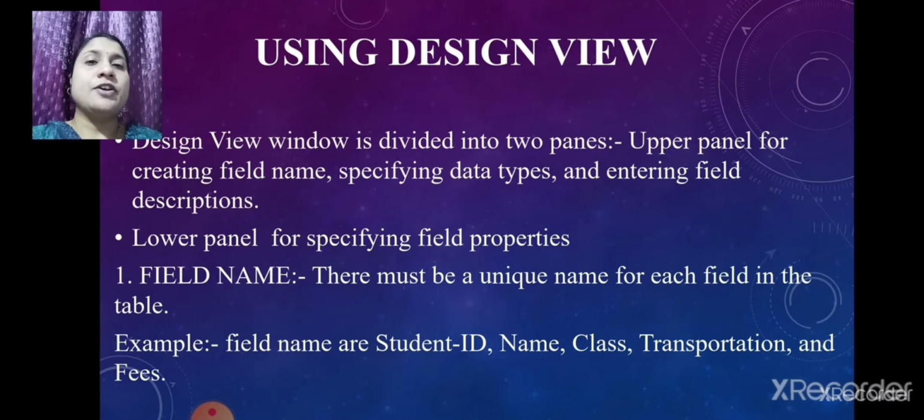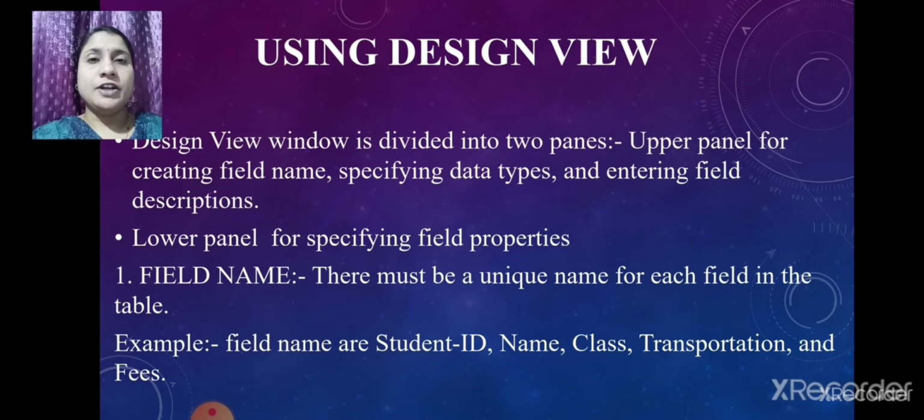Upper panel for creating field names, specifying data type and entering field description, and the second is the lower panel for specifying field properties. So for each field you need to specify the following. See here, first one is field name. There must be a unique name for each field in the table.